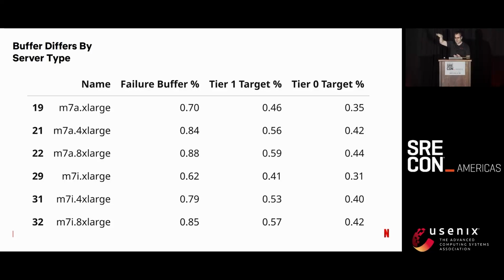Who's had a server go up the elbow? It's not a fun time. You want to stay away from that. So we refer to that as headroom. And then the tier 1 and tier 0 target are cases where we've essentially taken that failure buffer and then backed off from it a linear buffer. So a tier 0 might have a 2x buffer, a tier 1 might have a 1.5x buffer.